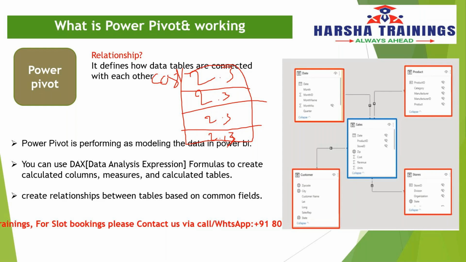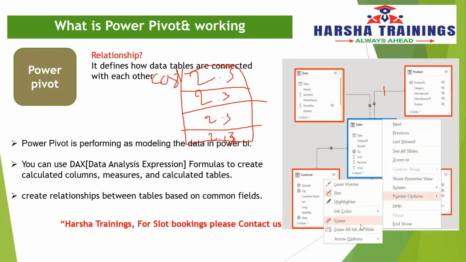Now I'm going to create a relationship between two tables. Then I will get exactly how much cost for a particular product. It means from each and every row I should get the exact result when I create this relationship.